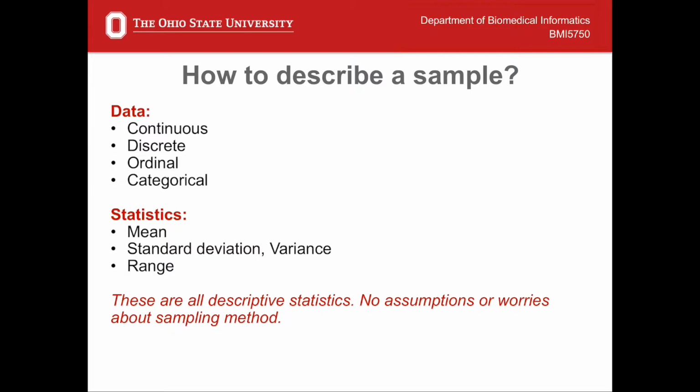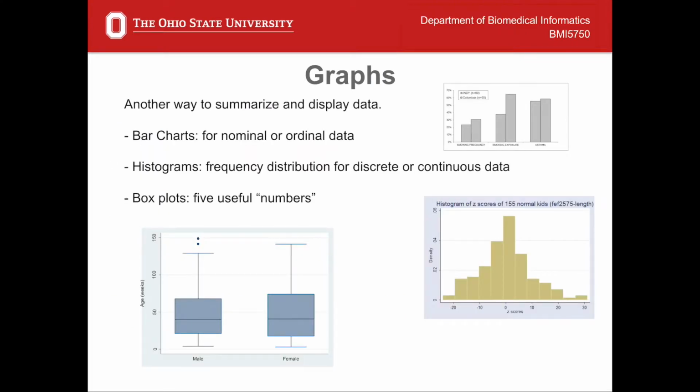So how do we describe a sample? There are different data types, for example, continuous, discrete, or ordinal categorical. There are also different summary statistics we use to characterize the sample, for example, mean, standard deviation, variance, range. These are all descriptive statistics, so we have no assumptions or worries about sampling method. Graphs are a very good way to summarize and display data.